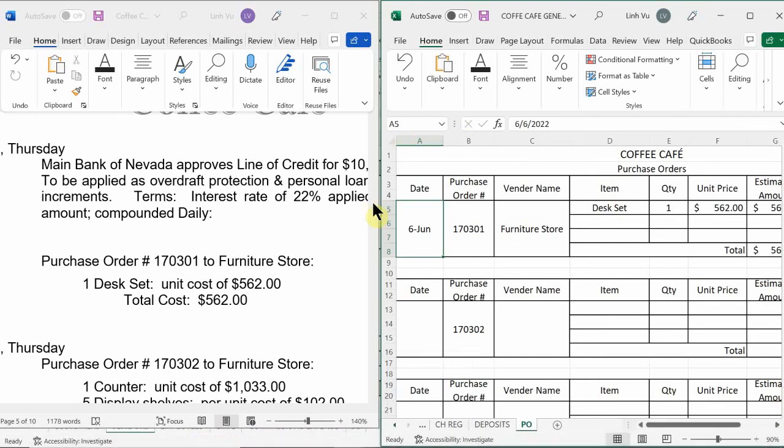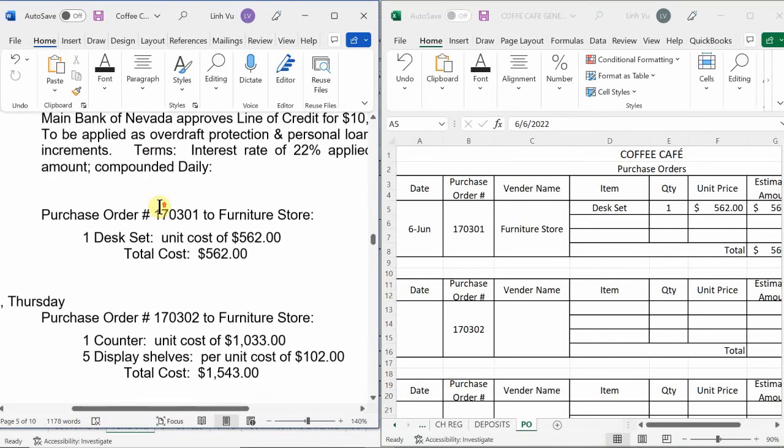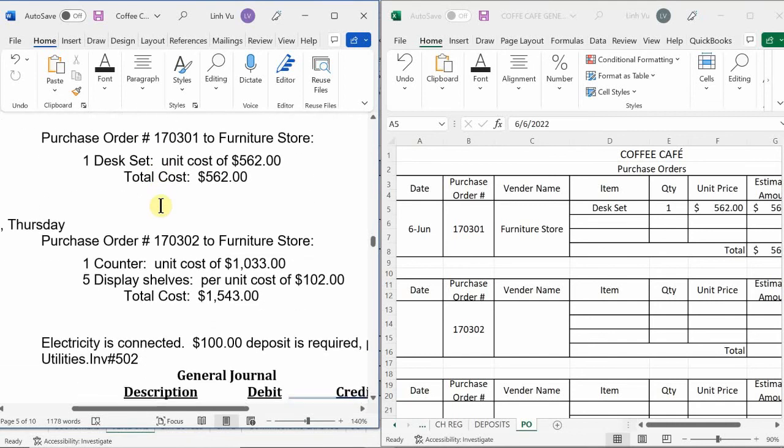Is everybody good so far? Yes. Okay. So then, that very same day, we forgot to add something else to our purchase order, so we just sent out a new one. We also looked into those books that you get that you can order stuff off of. Maybe you look through it and you're like, oh, I should also order a counter and some display shelves. So you decided to just do a second purchase order instead of revising the first one.